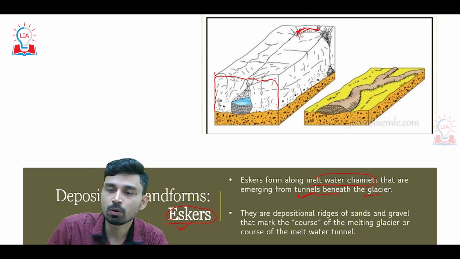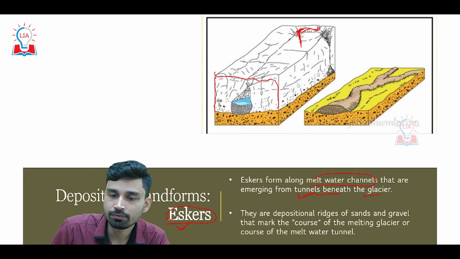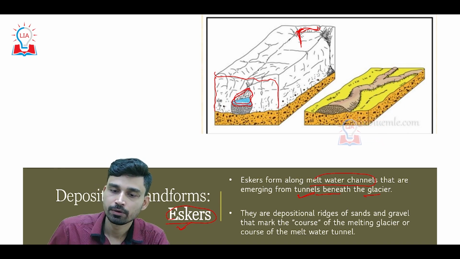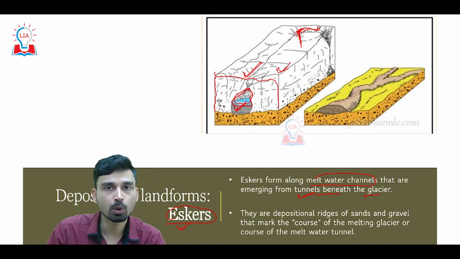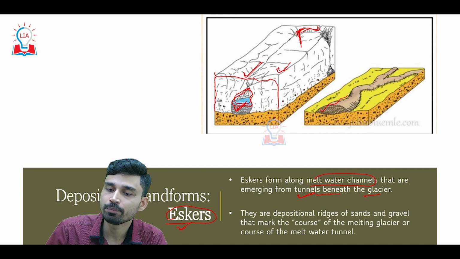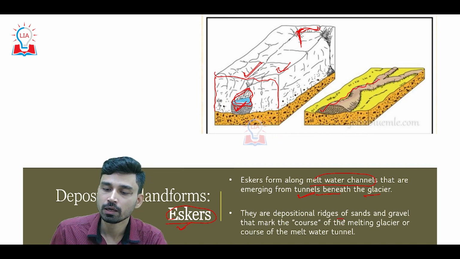And many times this meltwater enters below the glacier, enters within the glacier, and then it forms a kind of tunnel in between the glacier sheets. And thus, when the glacier starts to retreat, when the glacier starts to melt, whatever sediments are being carried by this meltwater will start to get deposited in the shape of a ridge.